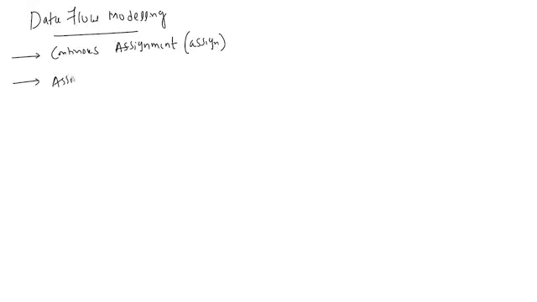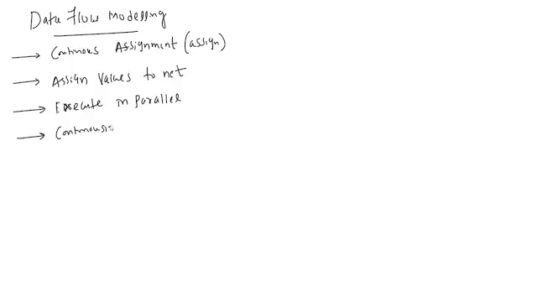When you are using this assign keyword, we use it only for the net data type. Whatever the inputs and outputs are, they should be net data type, that means mainly the wire data type. This will execute in parallel, and it is continuously active.